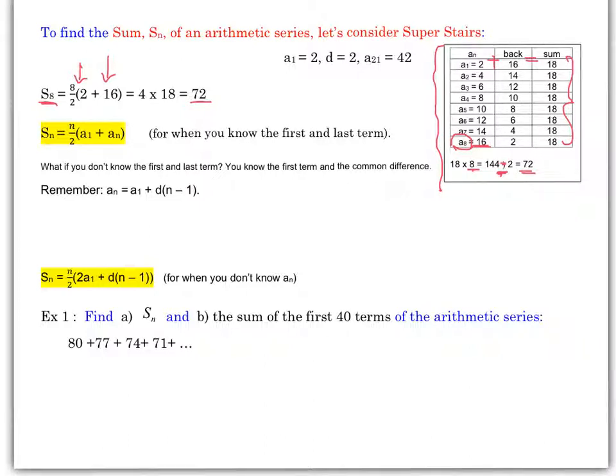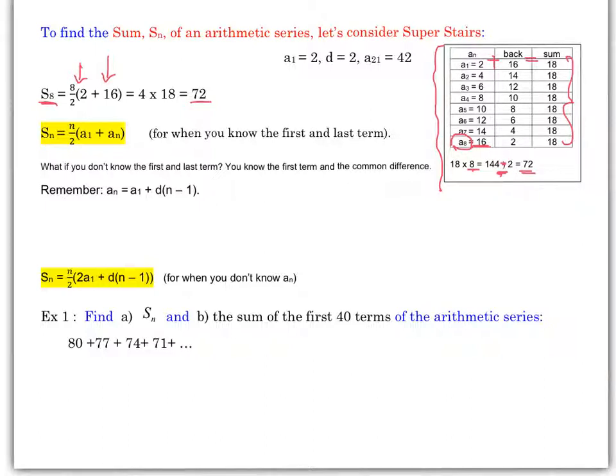So we can formalize that. So the nth partial sum is going to be S sub n, and that's going to equal n, however many terms you have, divided by 2, times the first term plus the last one.